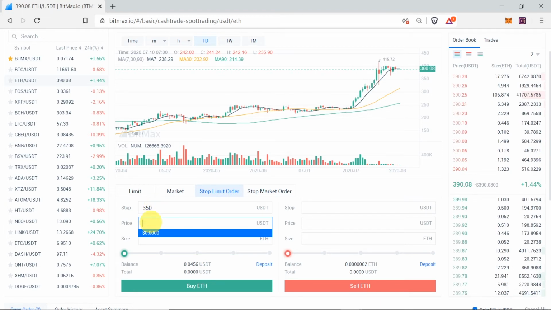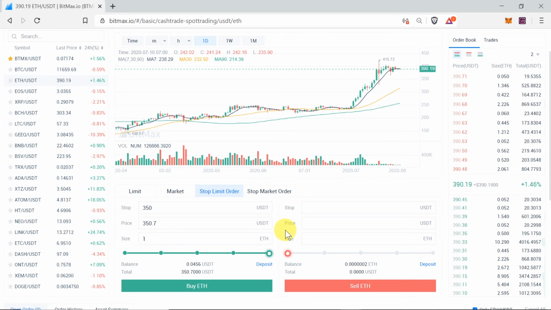I would recommend using a price to buy that is a little bit higher than our stop, because that means our order would trigger pretty much instantly. Let me explain it on the order book. Let's say I'm going to set a price of 350.7. So I want to buy Ethereum for 350.7, and then I want to buy 1 Ethereum.